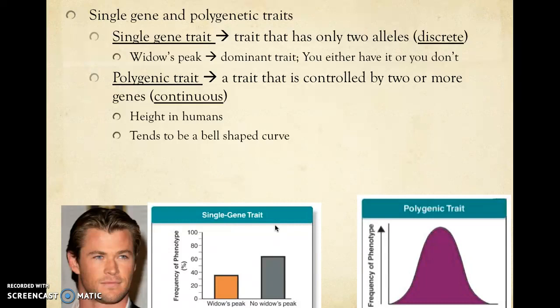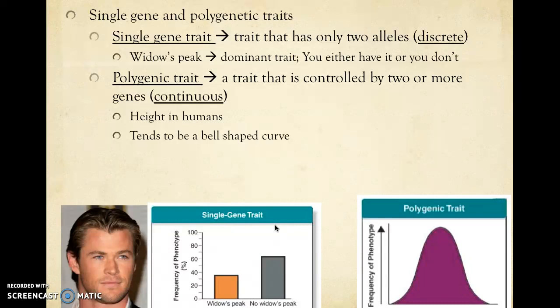This is a trait that is controlled by two or more genes. We call it continuous. An example of this is height in humans. So if we were to get the height of everybody in Mayfield and graph it out, we would come up with a bell-shaped curve where the majority of people would fall in the middle, would be average. You'd have some really short people and some really tall people.